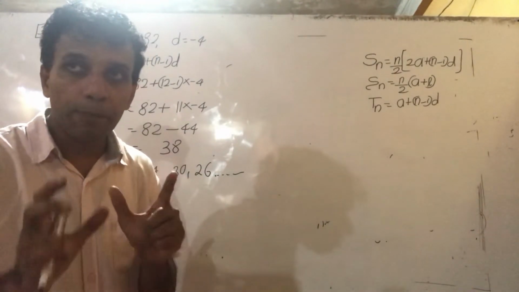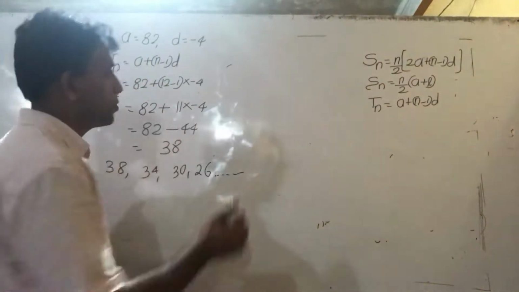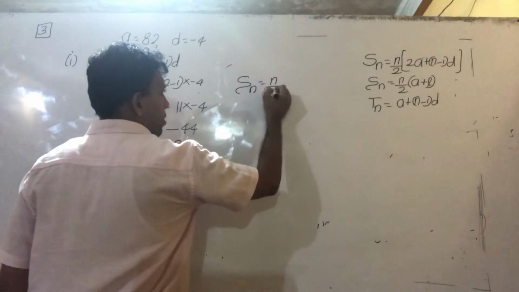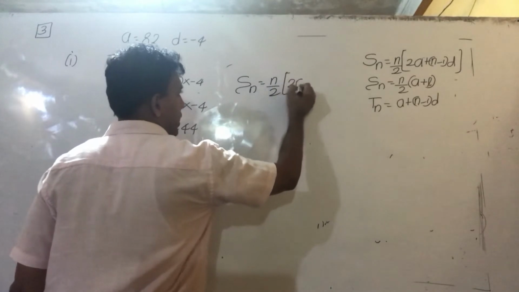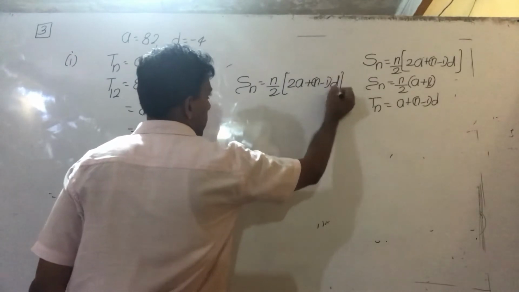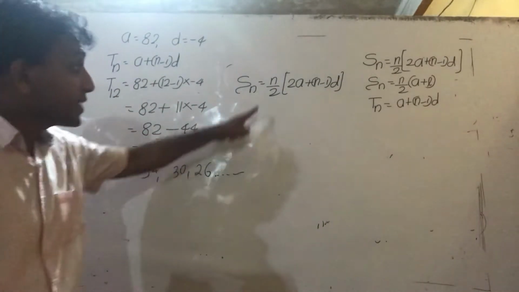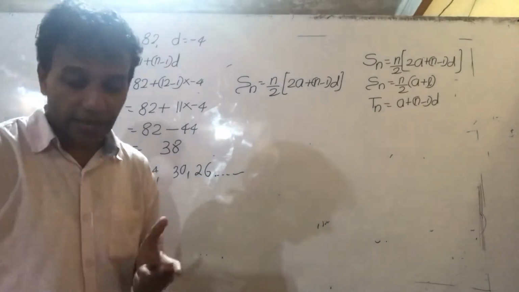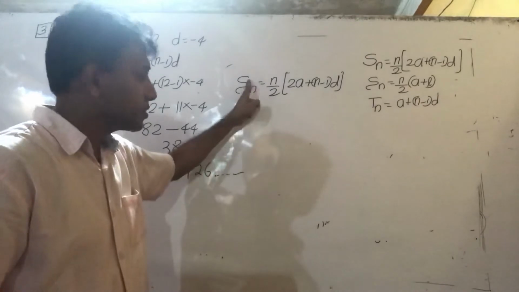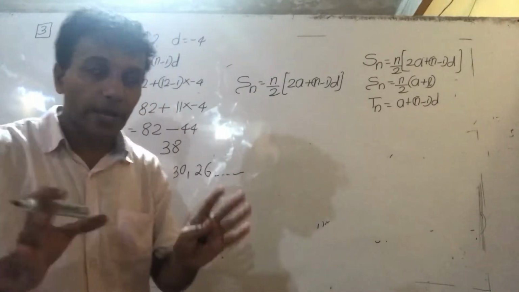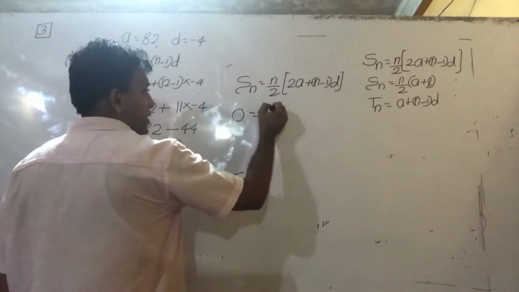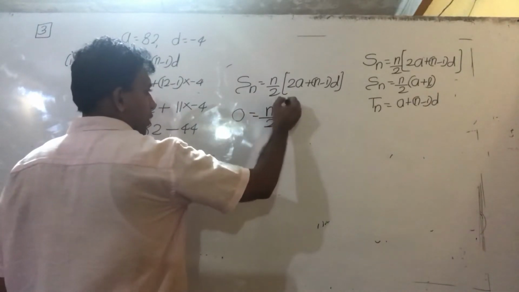So here also the summation formula. The best formula: Sn equals n by 2 into (2a plus (n minus 1) into d). Okay, this is the best formula. Here Sn is given as 0. The sum of particular numbers is 0. We don't know how many numbers. Put Sn as 0. Okay, n, we don't know how many numbers to be taken. We have to find the n value, right?